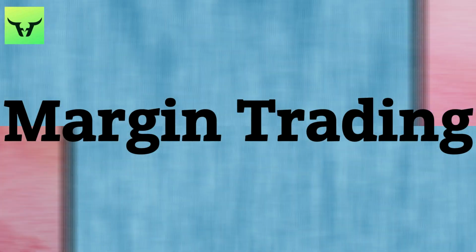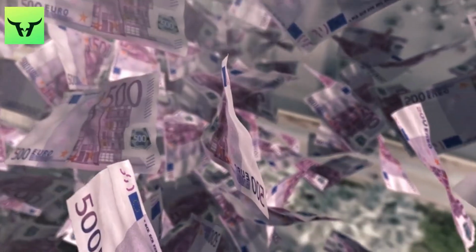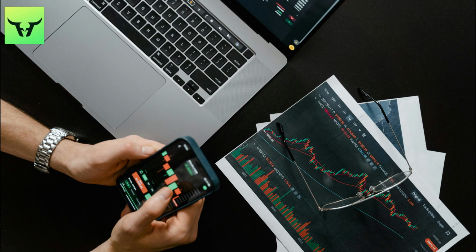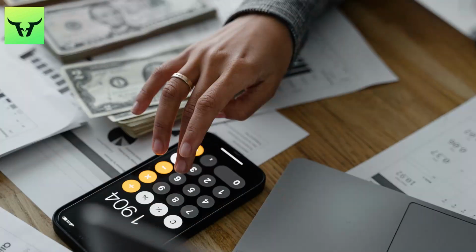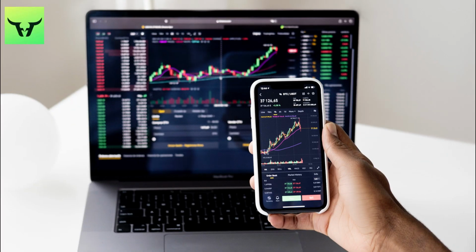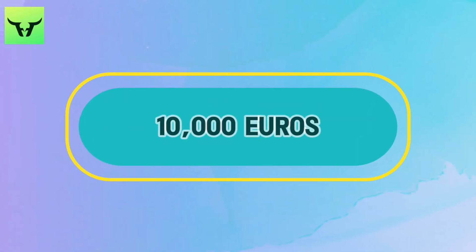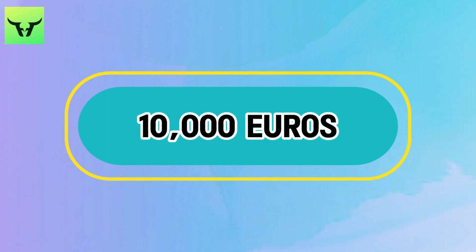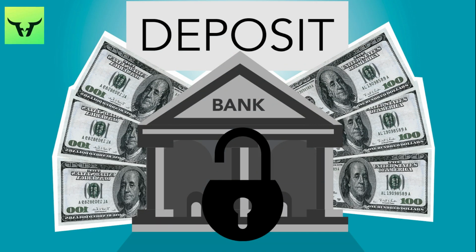Margin trading. But what if I can't afford to buy 10,000 euros? Can I still trade? Absolutely. You are able to do this through the use of something known as leverage. Leverage is a useful feature that allows you to trade without having to spend the whole 10,000 euros up front. Instead, you only need to put down a tiny deposit, sometimes known as margin.